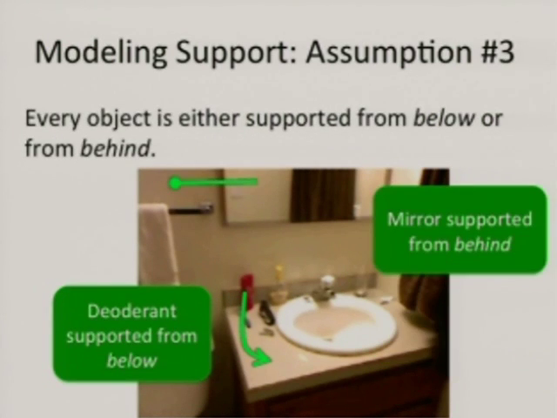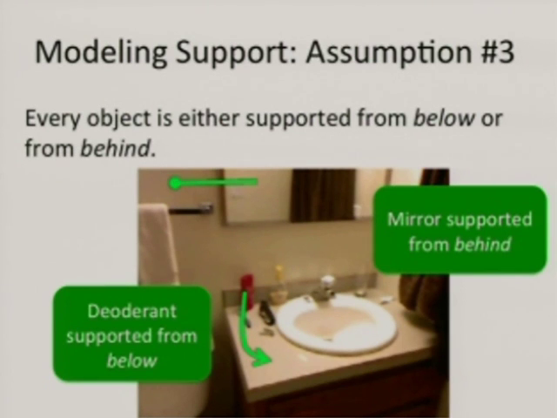And then the third assumption is there are only two types of support that can exist, essentially a vertical support or a horizontal one. In this case, the deodorant is supported vertically by the sink. And the other form is that the mirror is supported horizontally, by the wall from behind.